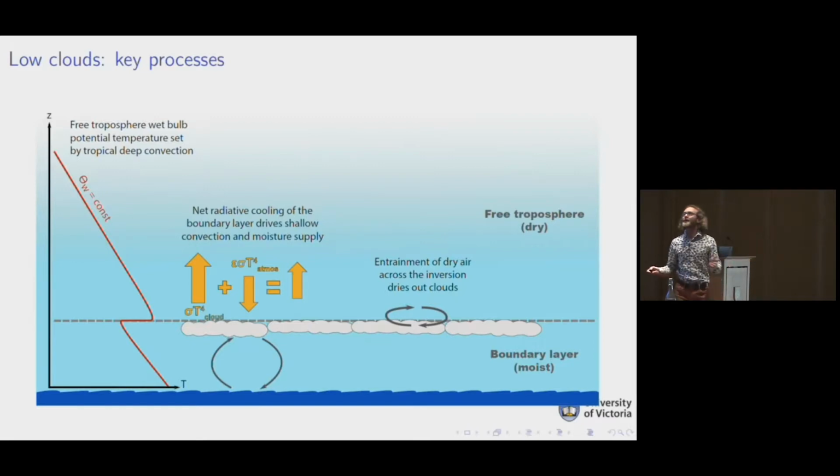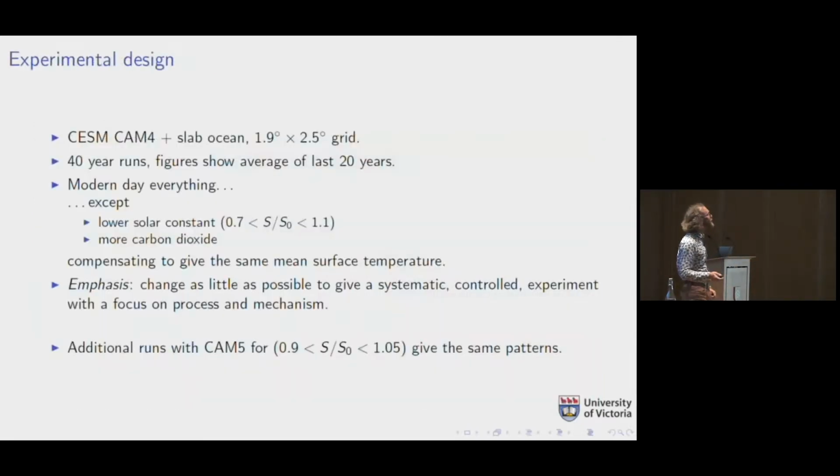So let's do some model experiments for that. We're running this with an off-the-shelf version, or in fact, two off-the-shelf versions of the Community Earth System Model. We're using a slab ocean, CAM4, 40 years, and we'll average the last 20. Everything we're doing is modern day, except we're turning the solar constant down and turning CO2 up so that we get the same mean surface temperature. Modern continents, modern ozone, modern everything else, because we just want to look at this one feedback and do as controlled an experiment as possible, keeping the model near modern day conditions as much as we can so that we might actually trust what the model does.